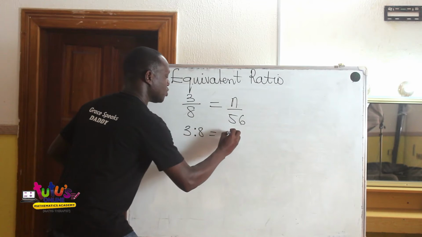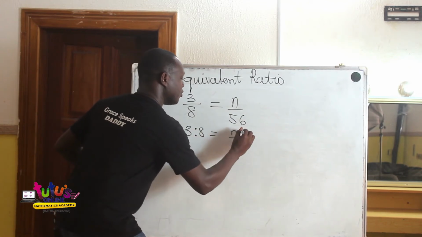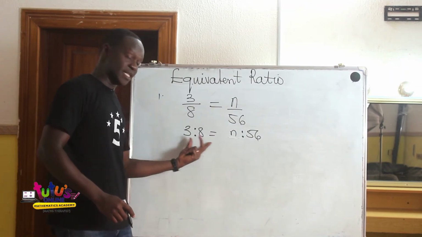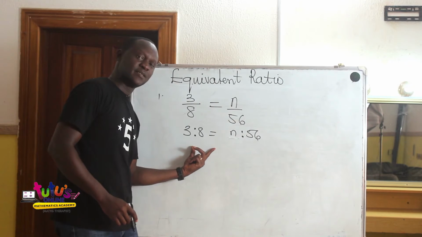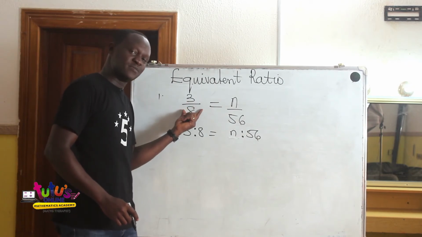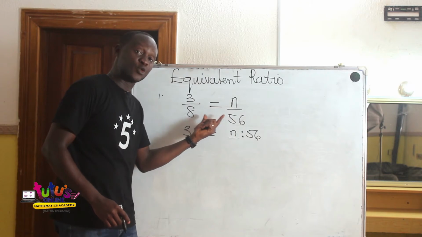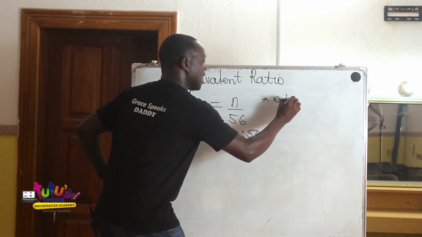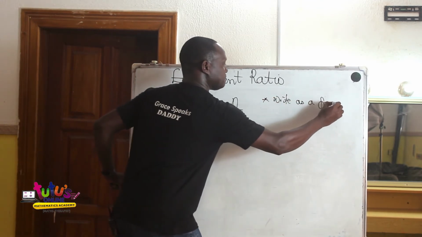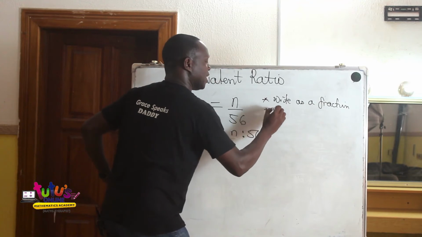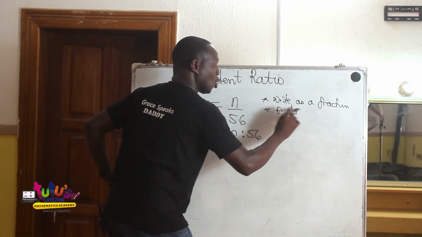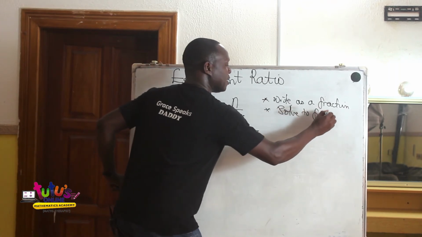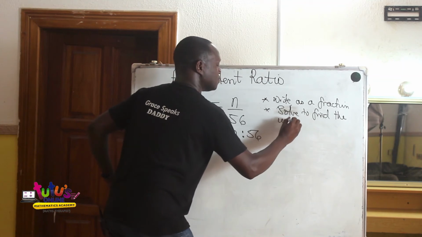3/8 is equal to ratio 56. It comes like this. So what do you do when you see it like this? You write it as a fraction. Then you evaluate and you solve. So quickly, let me put that down. Write as a fraction. Then the next thing you do? Evaluate, or solve, better still. Solve to find the unknown.